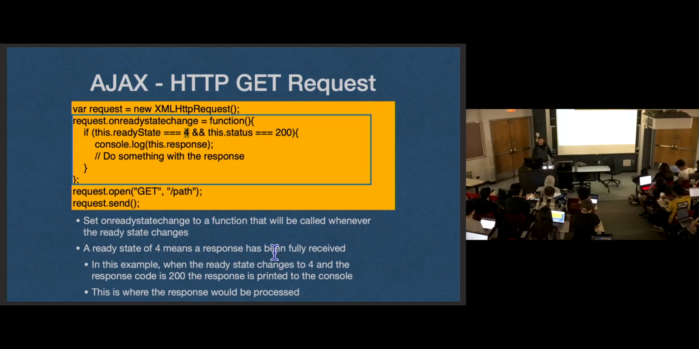So if that ready state changed to 4, we're going to check the status. If the response code is 200 OK, meaning everything's OK, then we know that we can process the response. And here I'm just printing it to the screen, but this is where you would do whatever you want to do with that response. You would do your thing with the actual response.